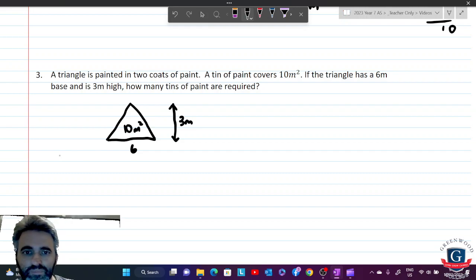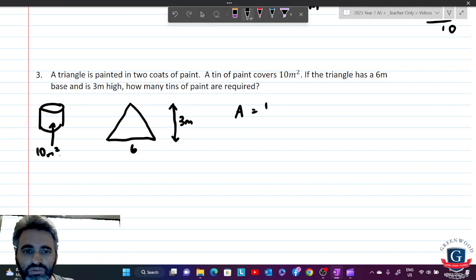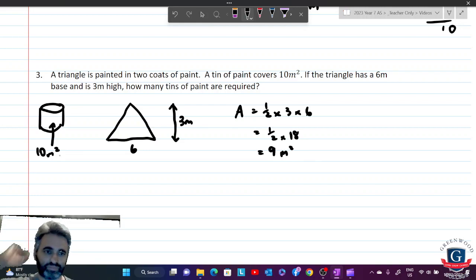Okay, oops. The area of the shape isn't 10 meters squared. The area of a tin of paint. So here's our tin of paint. It covers 10 meters squared. All right, so let's find out the area of our triangle first. Area equals half of 3 times 6, which is half of 18, which is 9 meters squared.